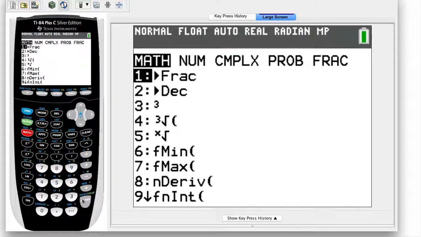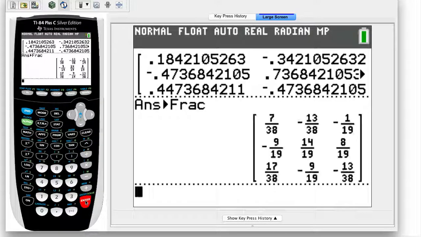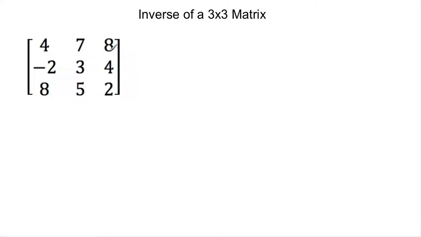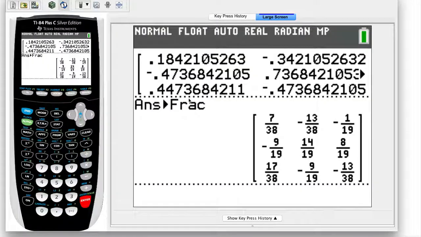Now actually, if I do math enter enter, I can change this into a fraction and look at what I get here. So this is my new answer for this problem. This is the inverse of this matrix. Now that's really, really important, and that's really, really helpful. And you're going to see why in just a bit. But by dealing with this, we don't have to memorize any crazy formulas. We don't have to do any crazy math. It's just using the calculator.